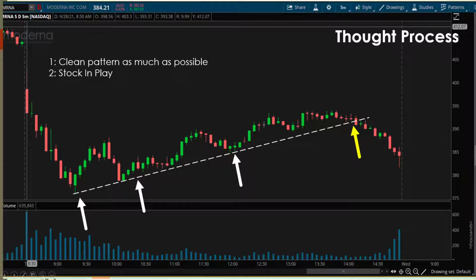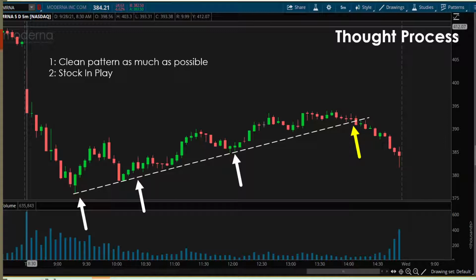Why? The number one reason why it has to be as clean as possible is because the cleaner the setup is, more and more people are able to recognize that setup. If more and more people are able to recognize the setup, more and more people are going to participate in that trade. The more people participate in the trade, the better the resolution will be. Okay, so that's as simple as that.